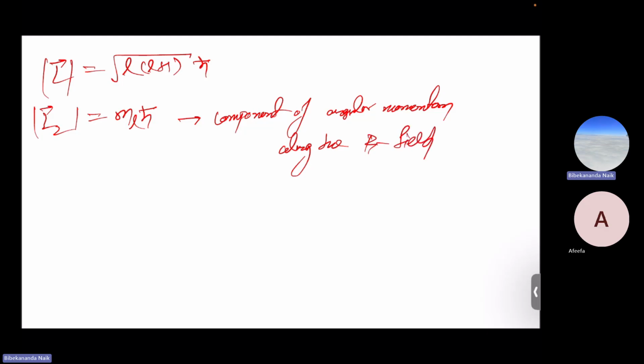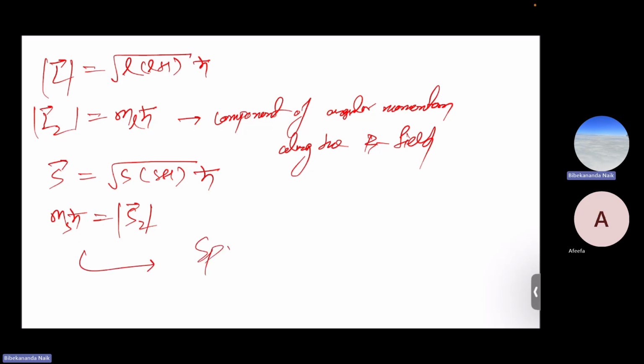Similarly, we got S vector is root of S into S plus 1 times h cross, and ms h cross is Sz mod.